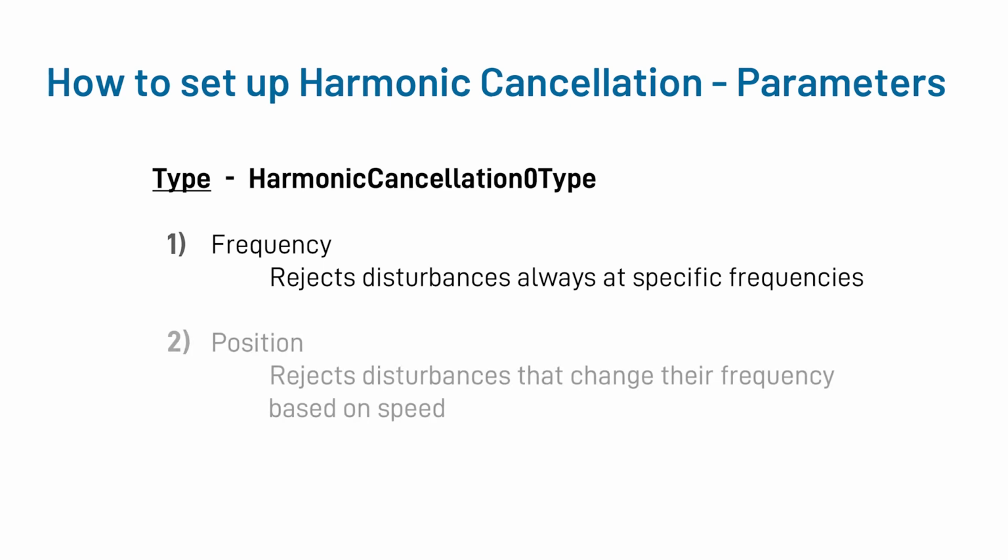The second type is position-based. We will use this option to reject all the disturbances that change their frequency based on the speed of the motion. A good example of this is an unbalanced load on a rotary axis, where that rotary axis could be changing speeds. Or another example could be the pulling and tugging of a cable on a linear axis.